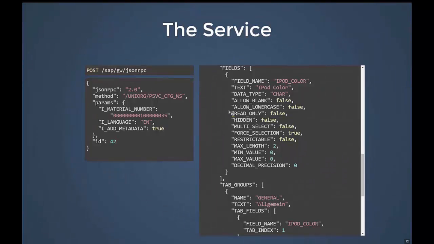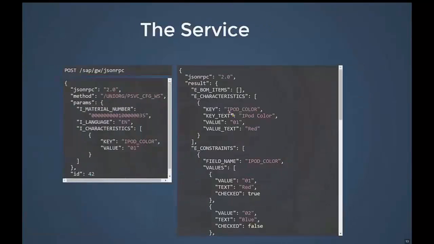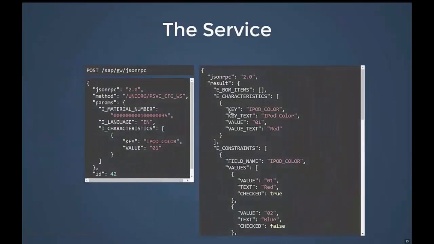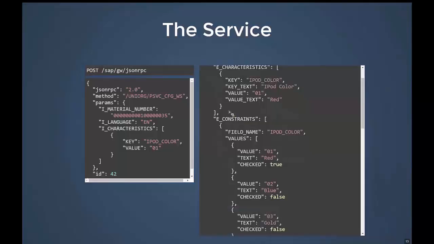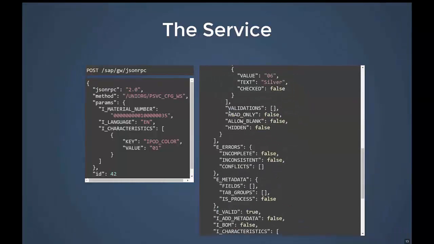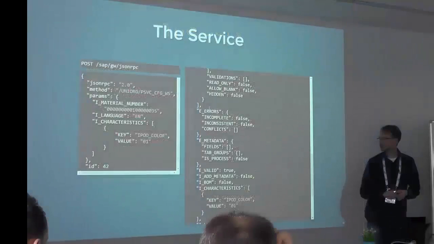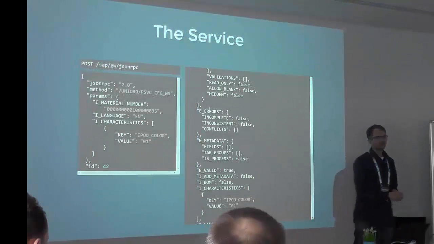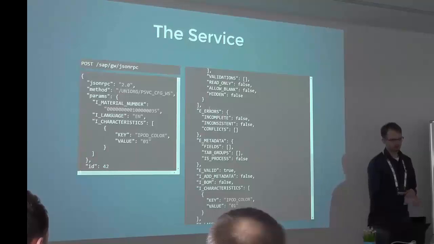And yeah, when the user now picks a field and selects a value, we send the value back. We send that the user selected in the iPod color field the value 01, and the service sends us, okay, you get this characteristic selected. You can now select these characteristics, and the validation is now valid and complete. So we can now order this product.